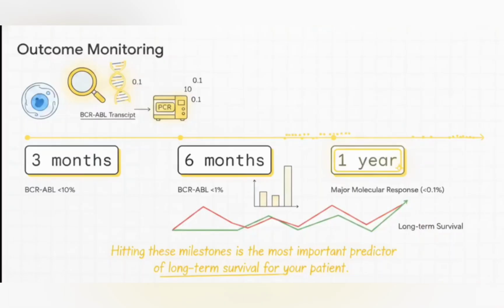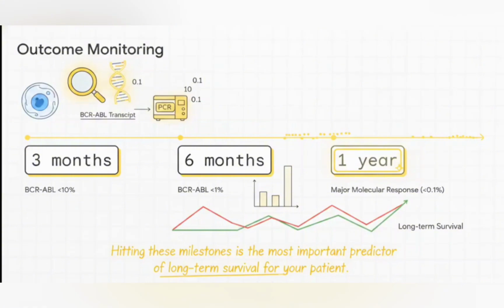Finally, let's wrap up with Section 6, Treatment Monitoring and Outcomes. Giving the drug is really only half the battle. We have to strictly monitor the patient to ensure these TKIs are actually eliminating the disease burden over time. So we monitor the molecular response quantitatively using PCR to measure the amount of BCR-ABL transcript left in the blood. Look at this strict timeline for log reduction.